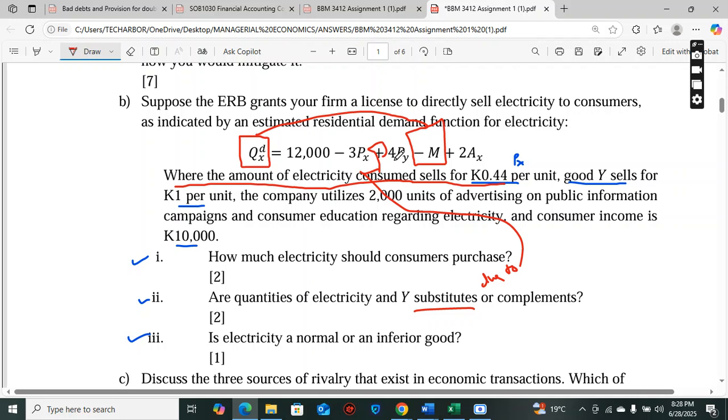So think of someone who drinks shake. When their income increases, they'll stop buying shake and they'll start buying lagers, castle, and whatever. So their income increases, they stop buying shake. So quantity demanded of shake goes down, right?